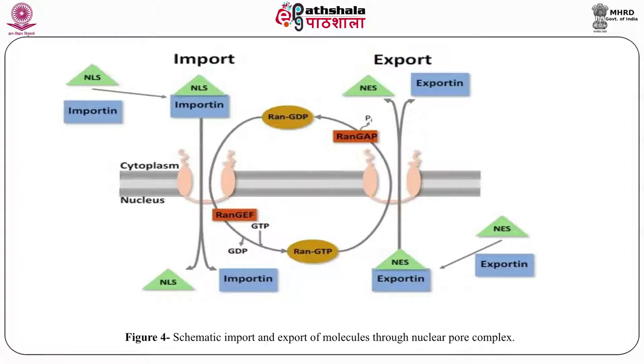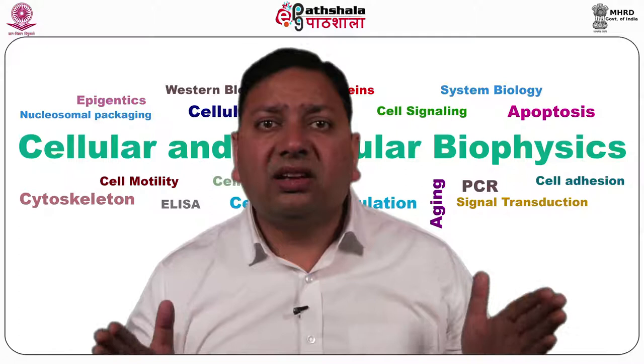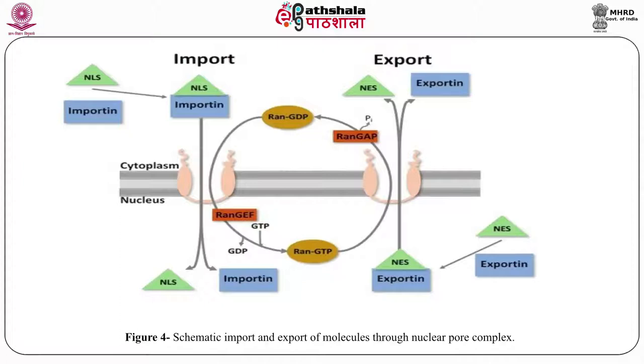As RAN-GAP is located in the cytosol, it is responsible for the presence of RAN-GDP in the cytosol. Similarly, the location of RAN-GEF in the nucleus is responsible for the presence of RAN-GTP in the nucleus. This gradient of the two RAN conformations is principal for major nuclear transport in the appropriate direction.